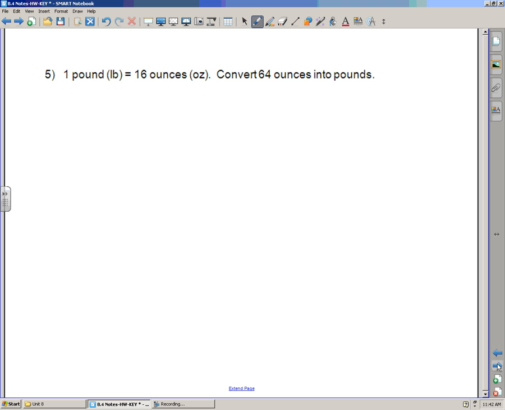When it gets to problems like 5, 6, and 7, there's a lot of ways you can do this, but proportions is probably the easiest way. So I'm going to use this in terms of proportions. We know that 1 pound is 16 ounces. Convert 64 ounces into pounds.